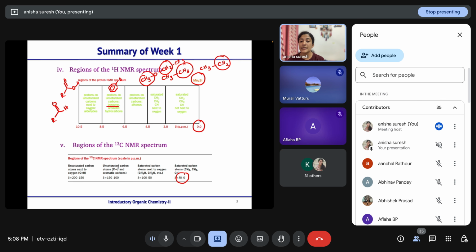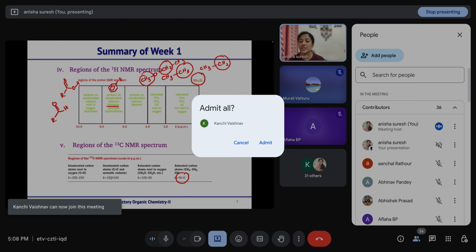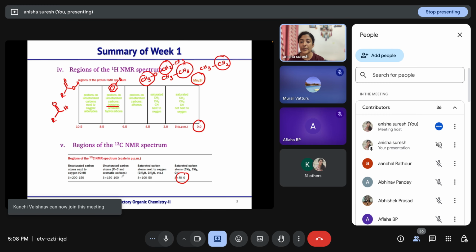And in this case, the aromatic carbons as well as alkenic carbons are coming in the region of 150 to 100. So there is not much difference as compared to the proton NMR spectrum. The aromatic peaks as well as alkenic peaks used to come in the region of 150 to 100 ppm. And in the case of 13C NMR spectrum, the unsaturated carbon atoms that are present next to an oxygen atom will be coming in the region of 200 to 150 ppm.